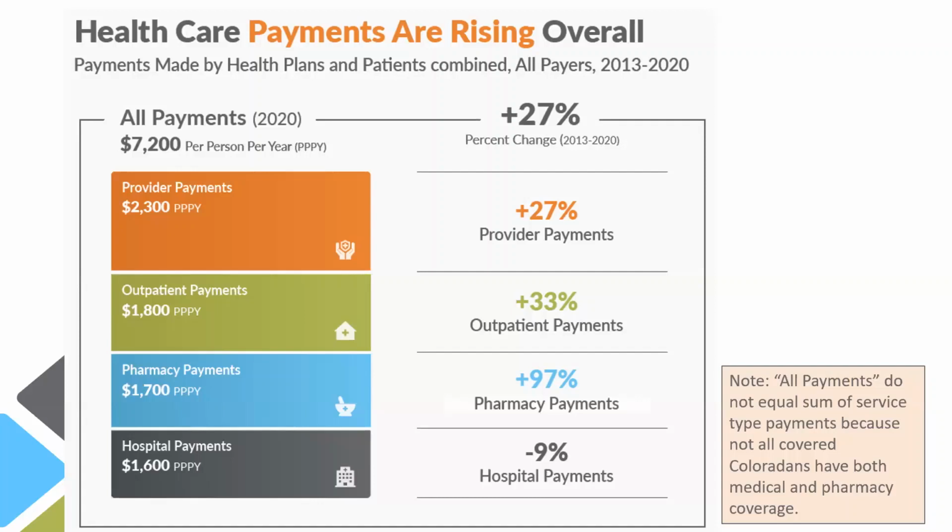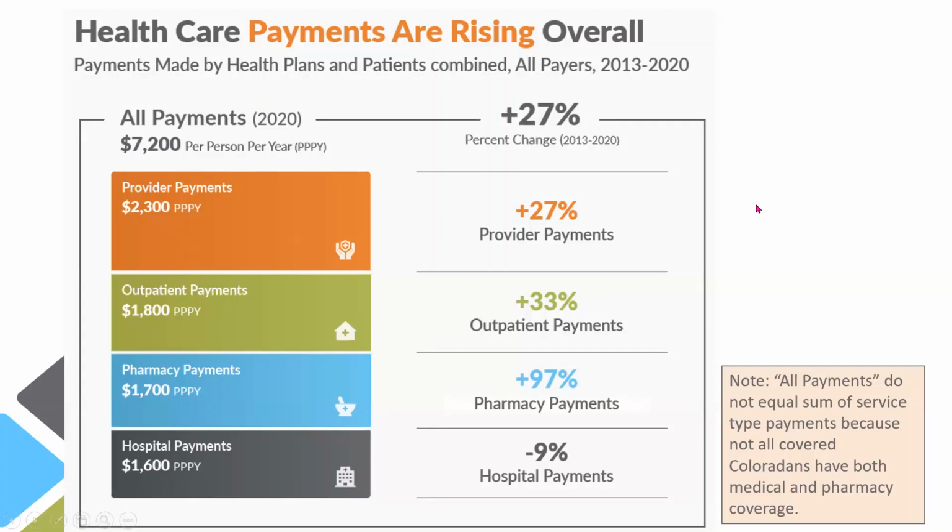Just a note, when we sum up these totals, if you're a math person, you might have already summed up the totals here. The total is not going to equal this 7,200 because not everything falls in there, and not all Coloradans have both medical and pharmacy coverage.